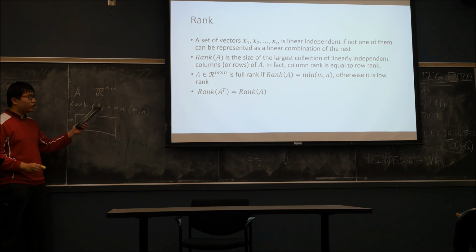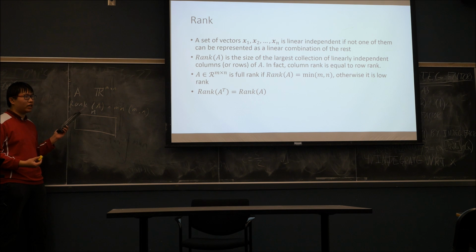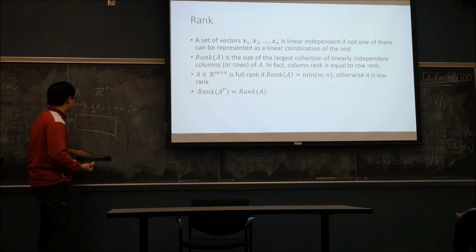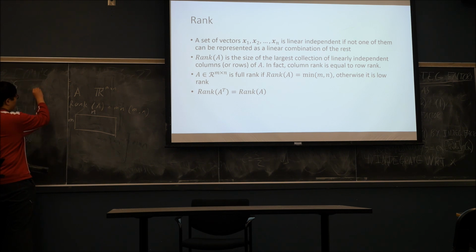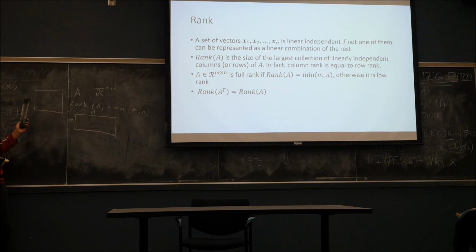So what does rank mean? It means how many bases you need to represent this set of vectors. For example, in a two-dimensional case, if this is a 2D plane, how many vectors do you need to represent this plane? 2, right? You don't need 3. So if you have 3 vectors in a 2D plane, it means it's not full rank, it's low rank, right?